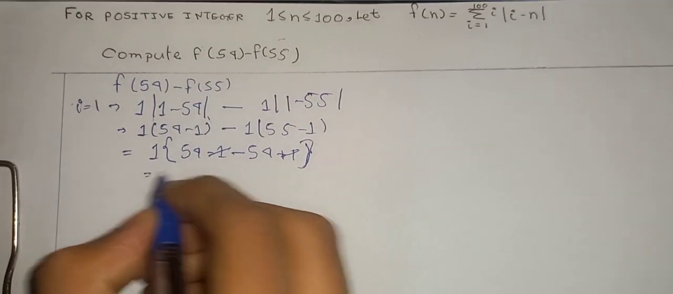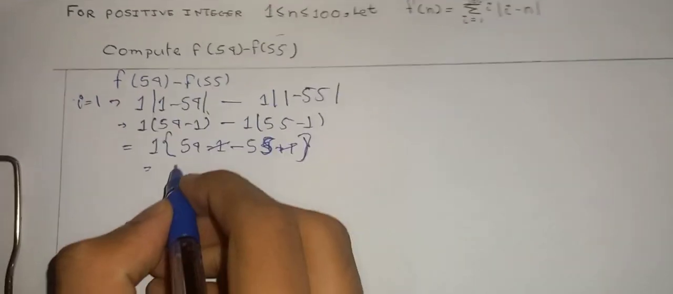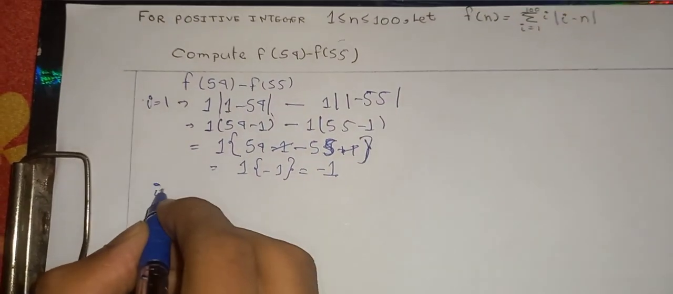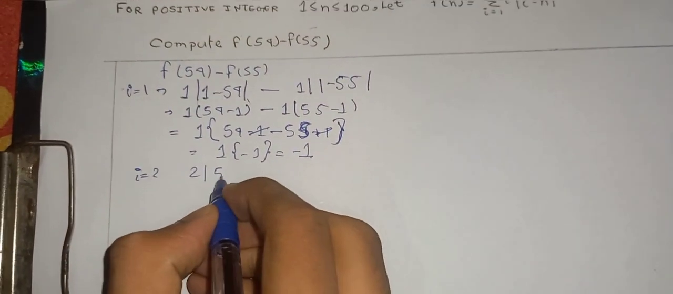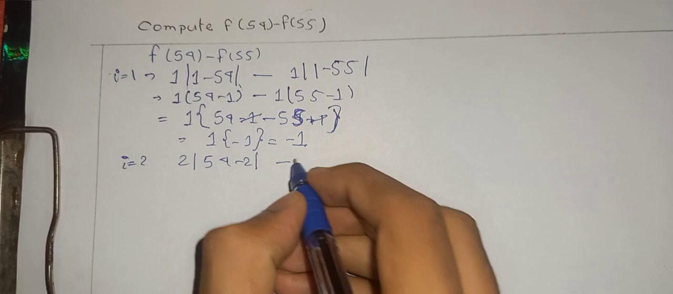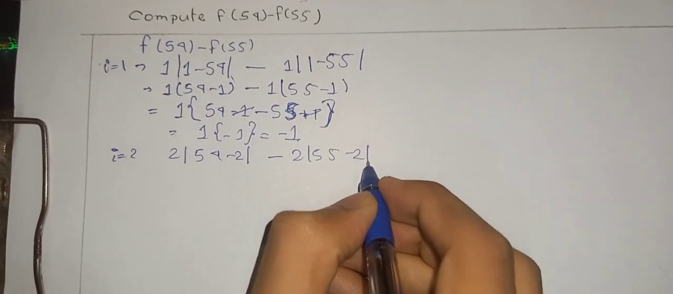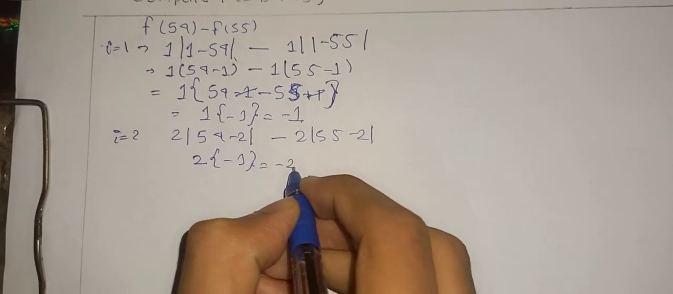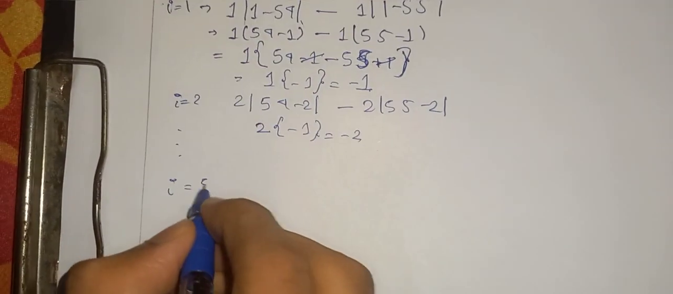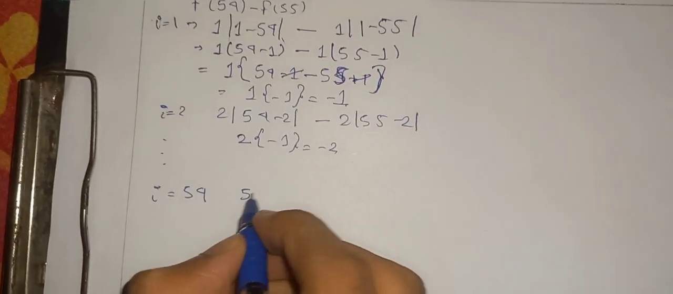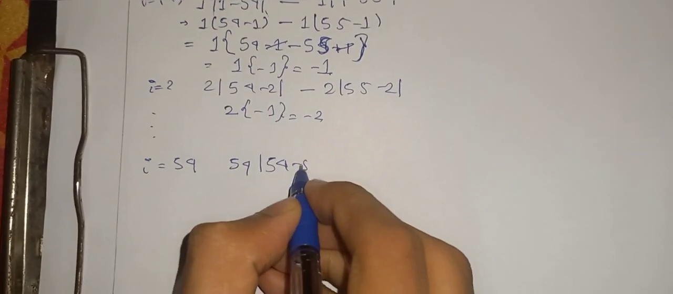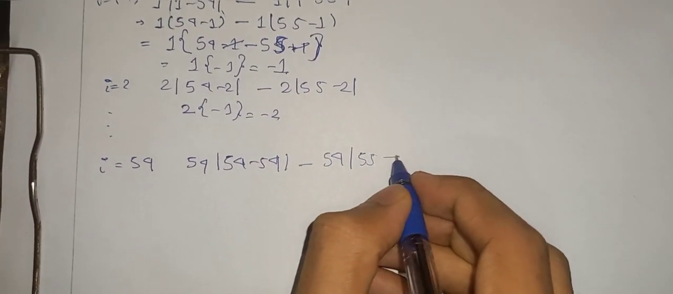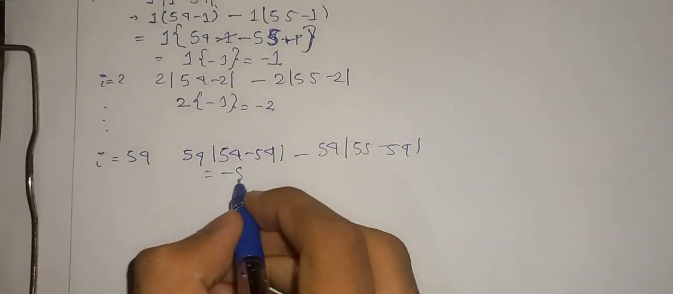So this is getting cut. I'm sorry, this is 55. Now I have 1 times minus 1, which gives me minus 1. So for i equals 2, we have 2 times (54 − 2) minus 2 times (55 − 2), which is again the same case as 2 times minus 1, which is minus 2. So this will continue till i equals 54. For i equals 54, we have 54 times (54 − 54) minus 54 times (55 − 54). This gives us minus 54.